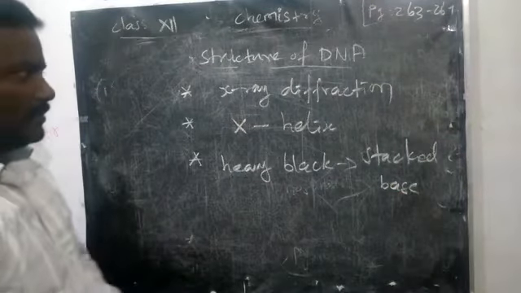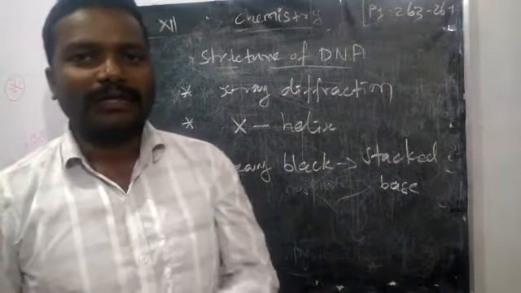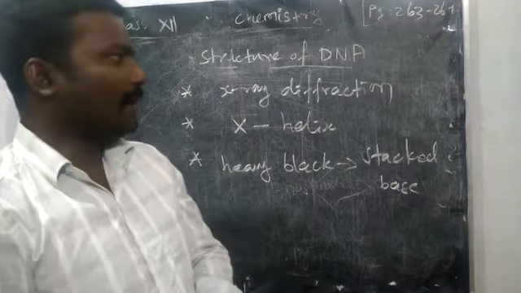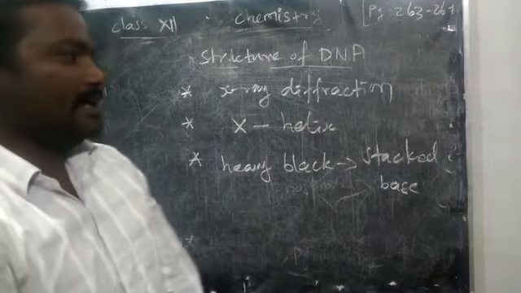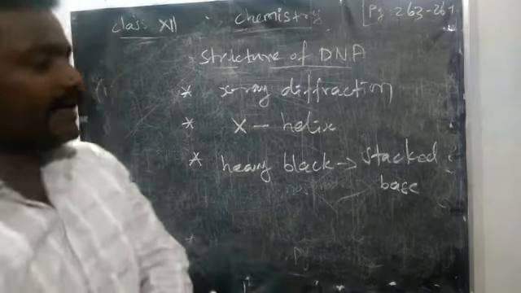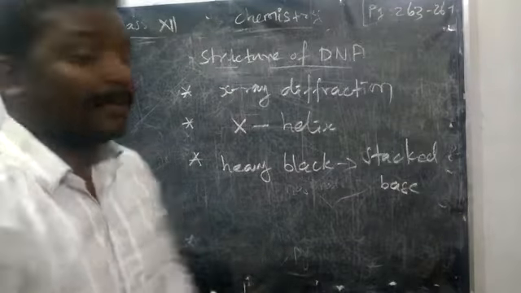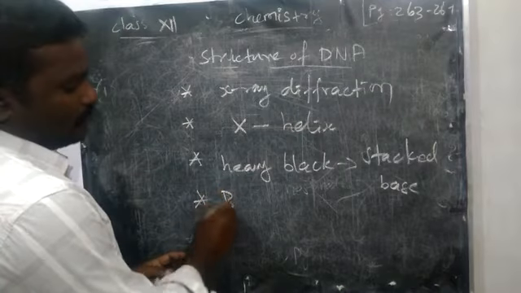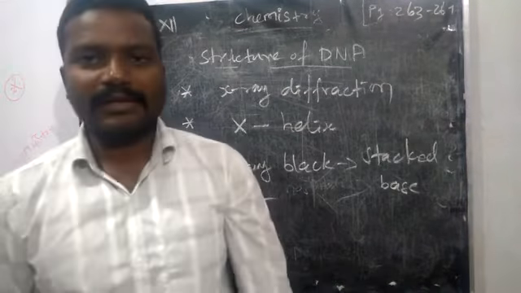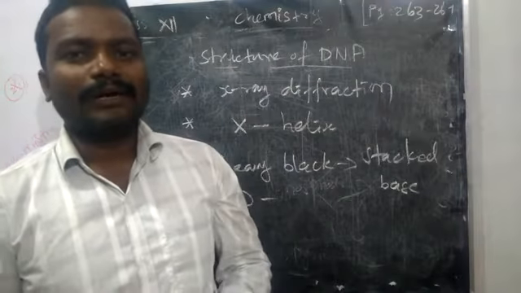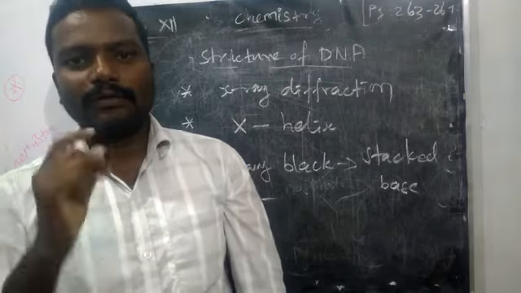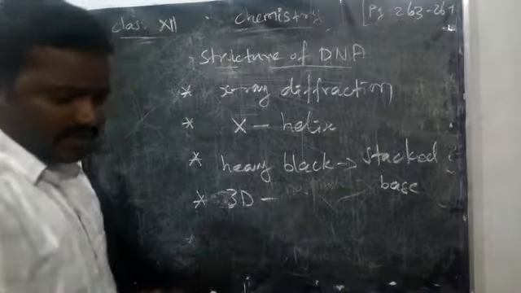After that, followed by them, the next scientists, Watson and Crick, gave the three-dimensional structure of DNA, which has a double helical structure. Double helical structure means what?